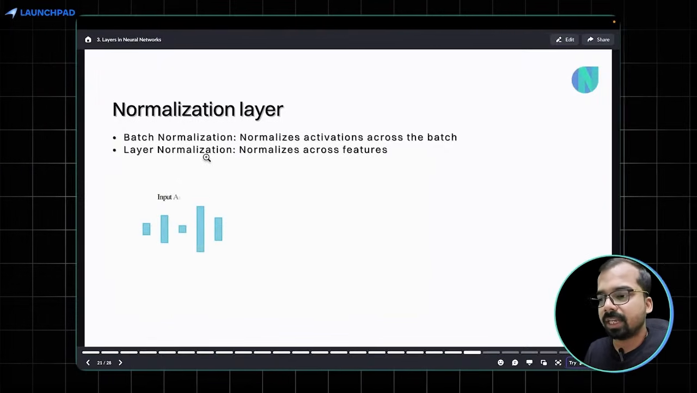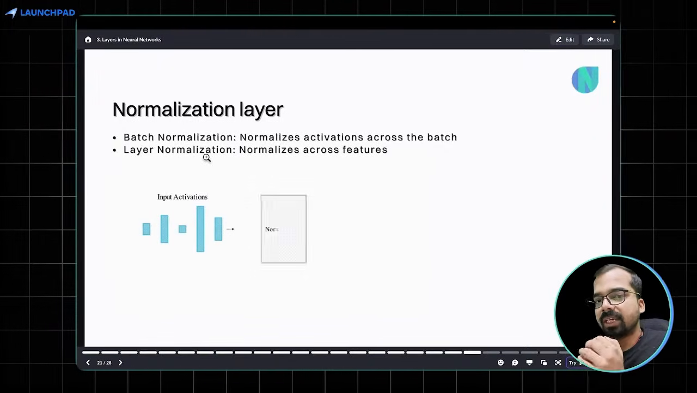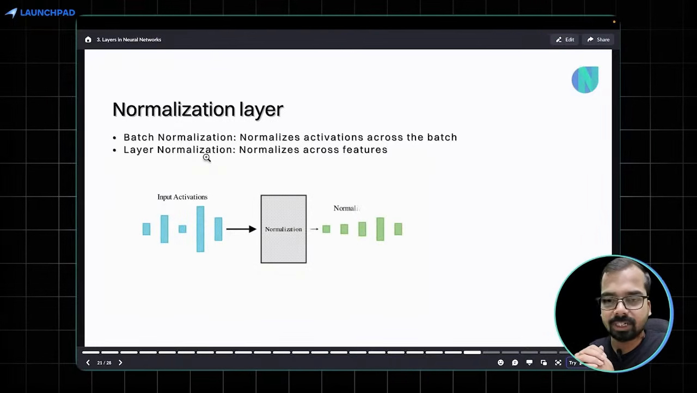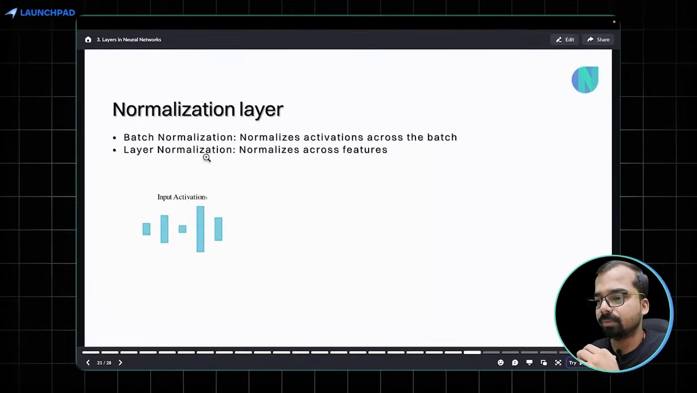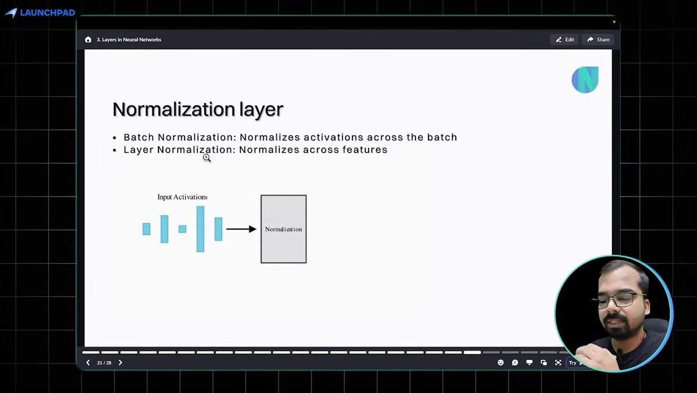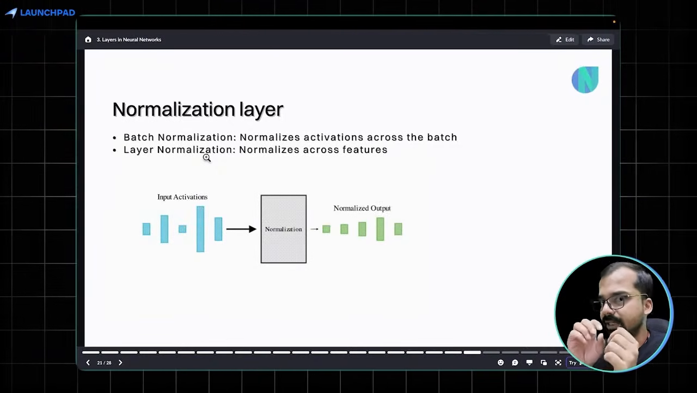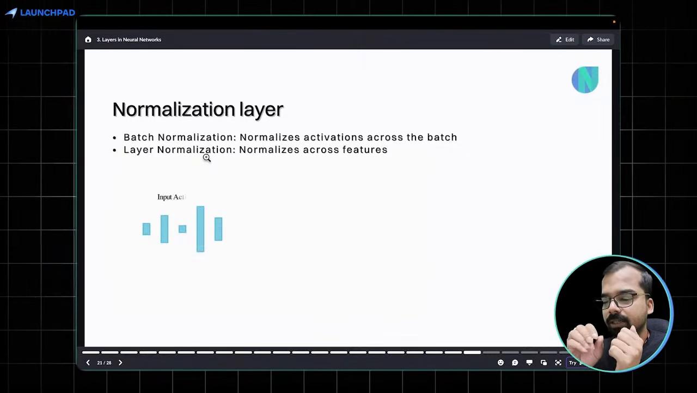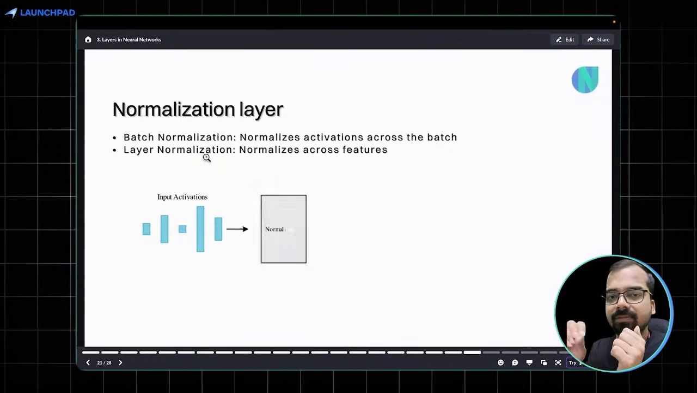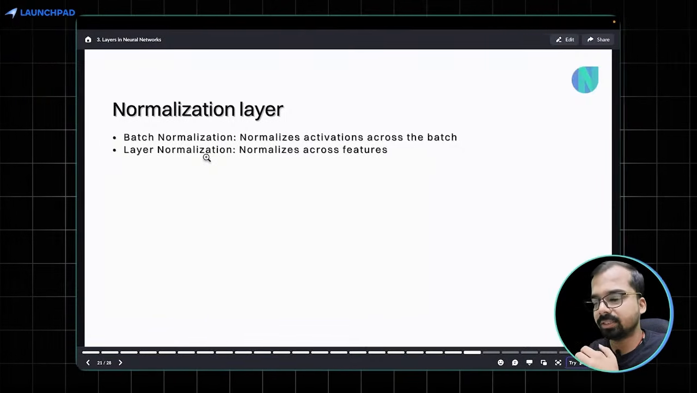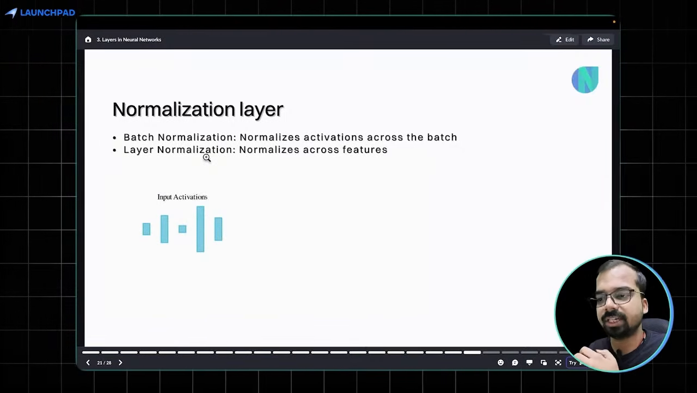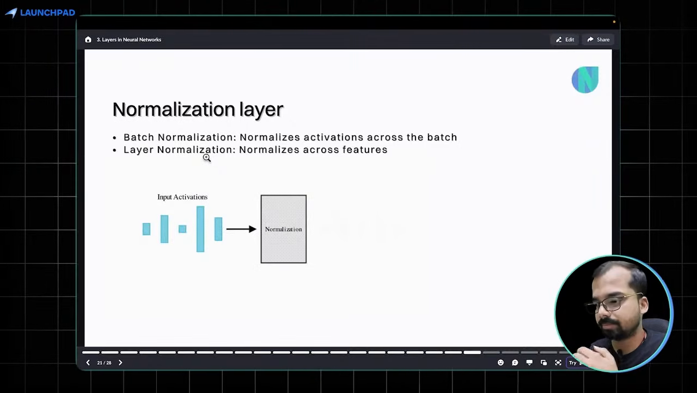Now layer normalization is used when you cannot pass the entire batch of data through the network. For example, layer normalization is quite important when it comes to things like RNNs. In RNNs you are basically sending one word at a time in a sequence. So over there batch normalization is not used, layer normalization is used.